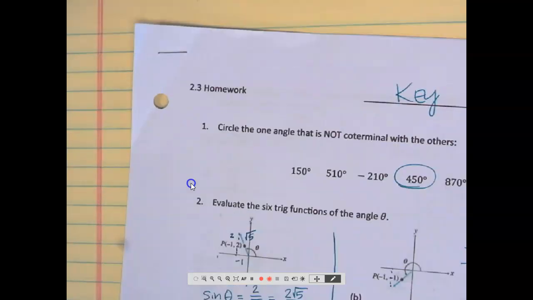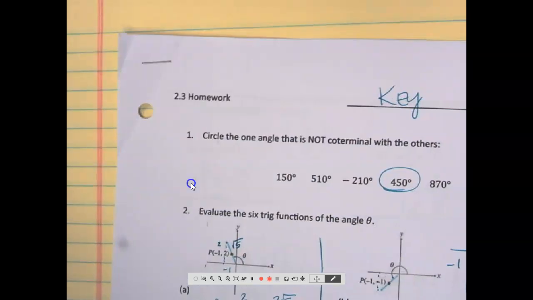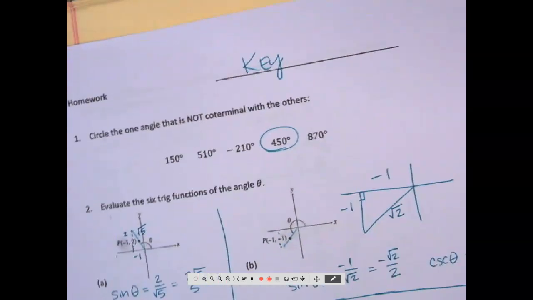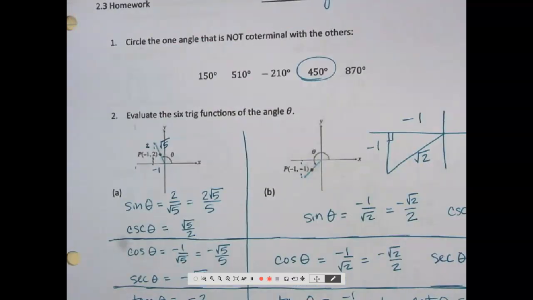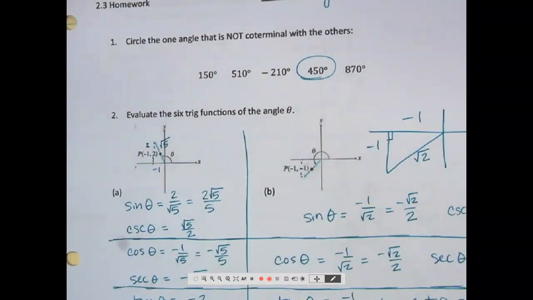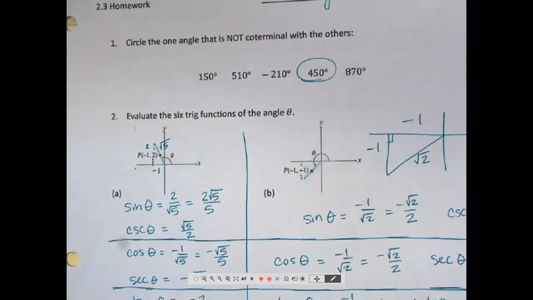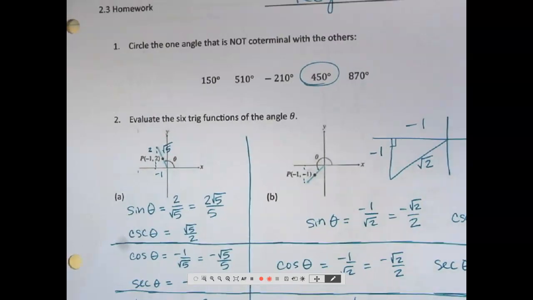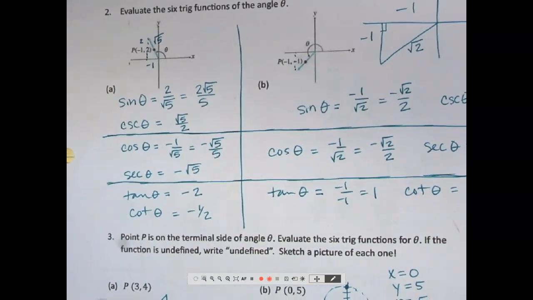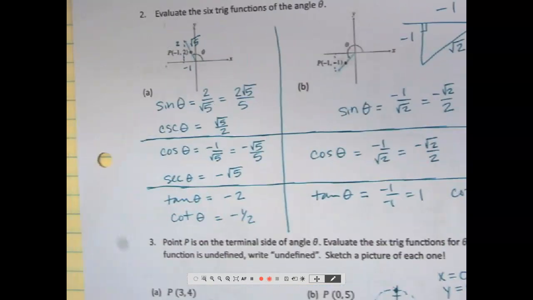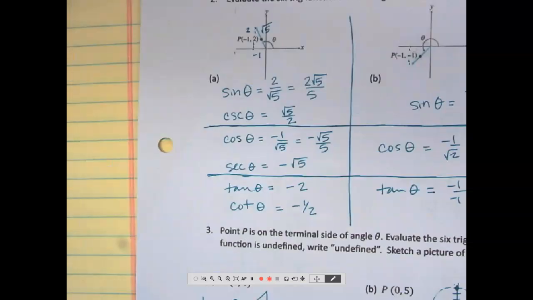Okay, so let's check these homework problems and see what we need to go over. Number one, the only one that was not coterminal was 450. What does coterminal mean? Stops rotating at the same location. Okay, check 2A, let's do one at a time there.